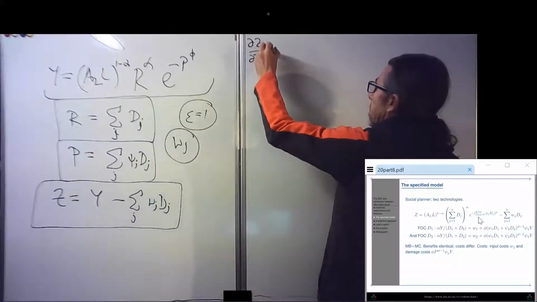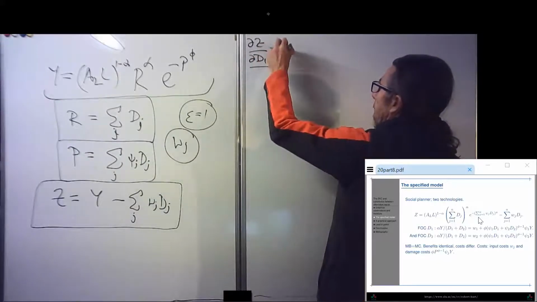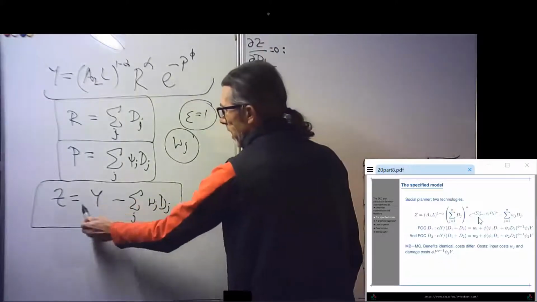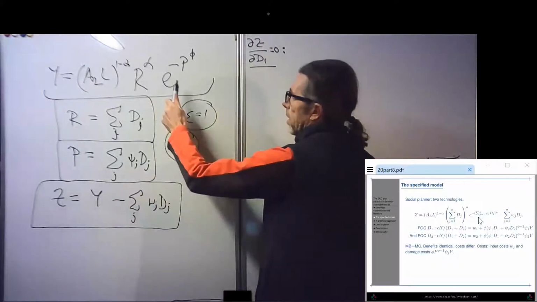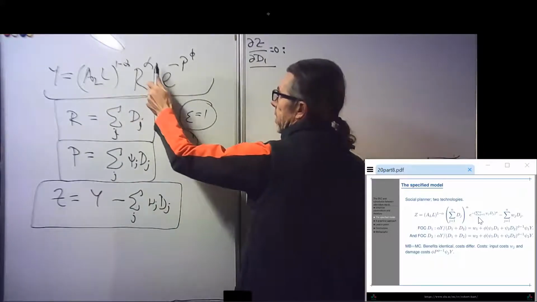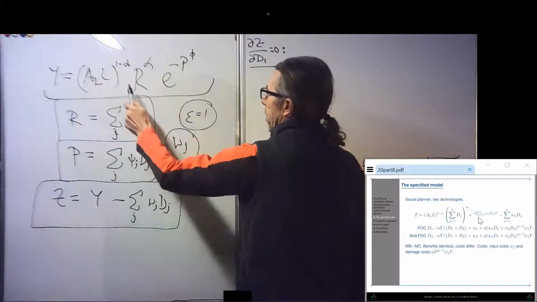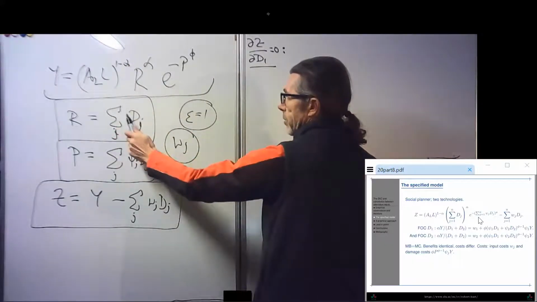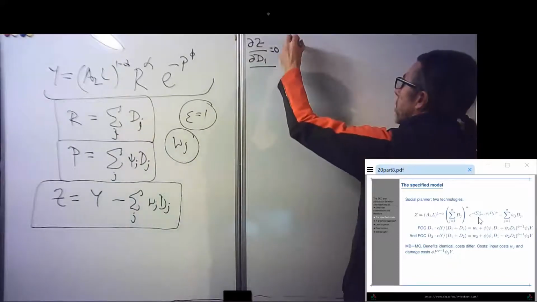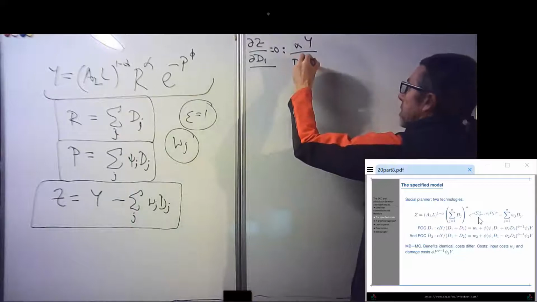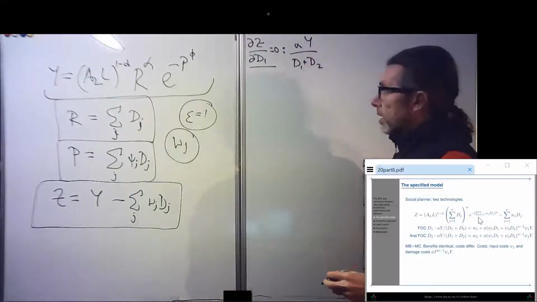So dZ/dD1 equals naught. How does that play out? So we need dY/dD1. And there's D1s in here, aren't there? So it's alpha Y over R. And then we go inside. dR/dD1 is just 1. So we have alpha Y over R, which is D1 plus D2. Okay.